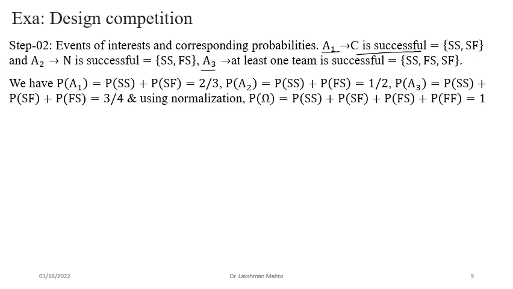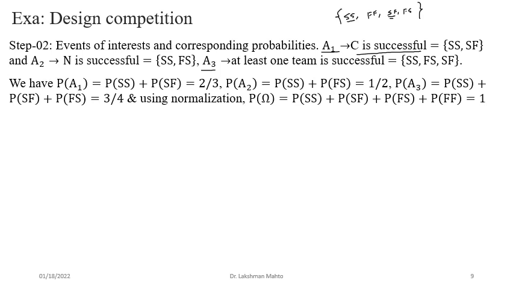What is the probability of A2, that N is successful? That one is 1 by 2. The outcomes of this experiment that we intentionally defined are SS, FF, SF, FS. There is no common thing between them. SS is talking about two successes, SF is talking about one success, so there is no commonness between these two. It is totally different: success of C and failure of N in one, success of C and success of N in the other. So the intersection is empty.